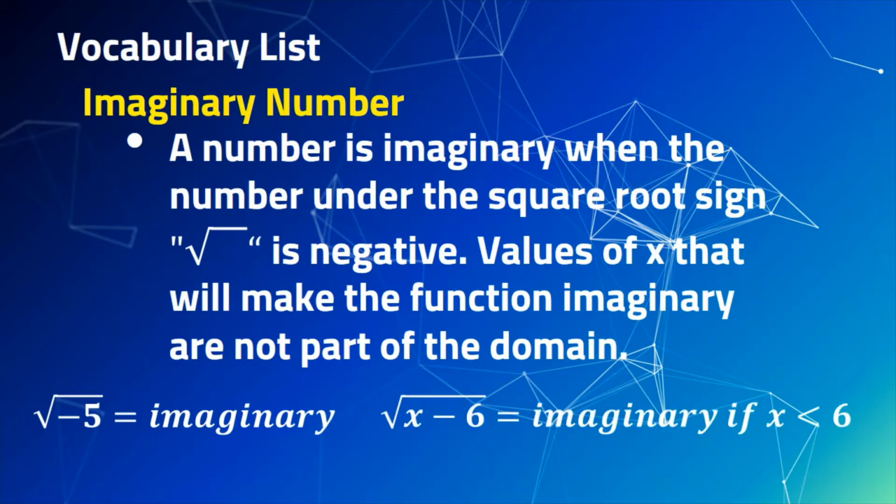And we have also the square root of x minus 6. The value of this one will become imaginary if the value of x is less than 6. So if x is 5, that will become negative 1. Since we have no square root of negative 1, then that will become imaginary.